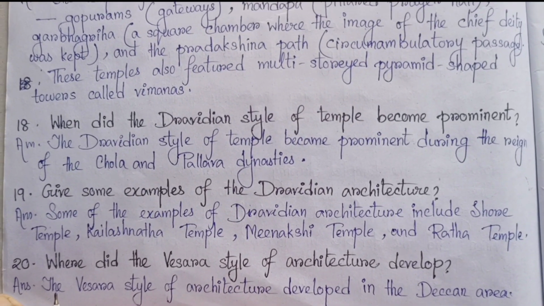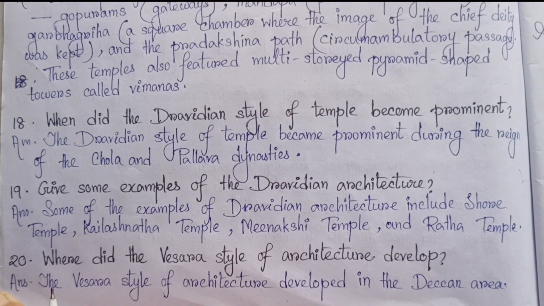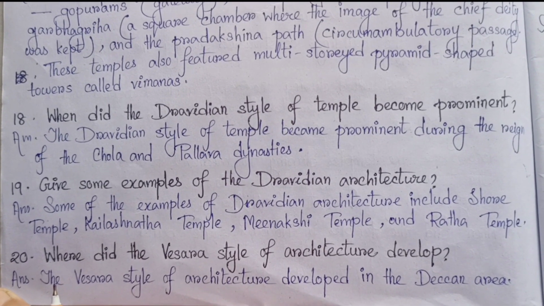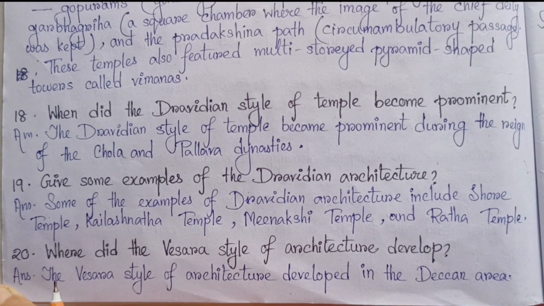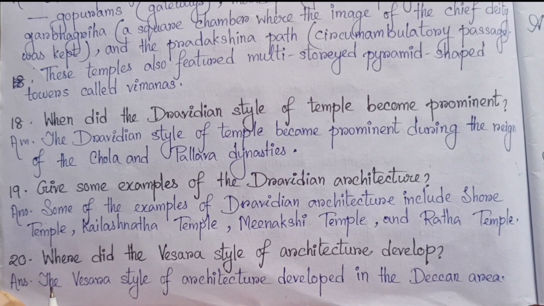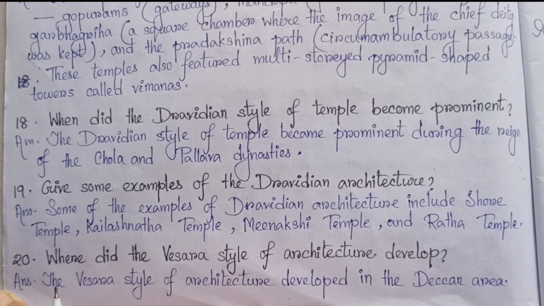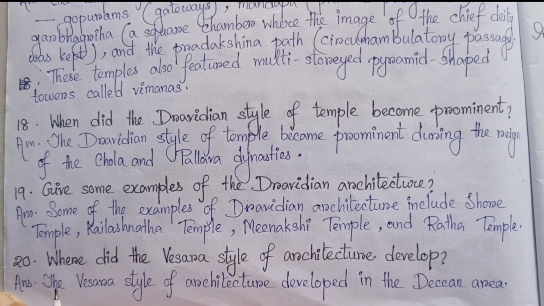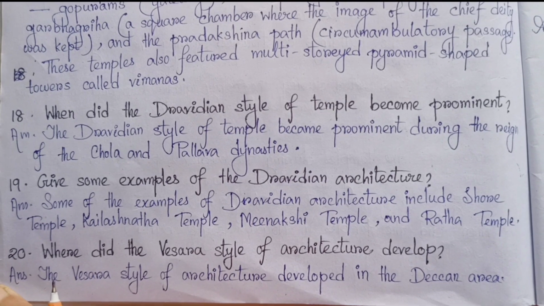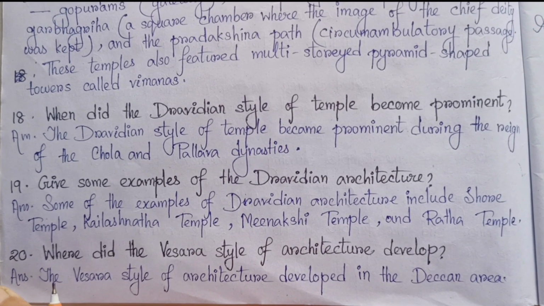Number 18, when did the Dravidian style of temple become prominent? The Dravidian style of temple became prominent during the reign of the Chola and Pallava dynasties. Number 19, give some examples of the Dravidian architecture. Some of the examples of Dravidian architecture include Shore Temple, Kailashnath Temple, Meenakshi Temple, and Radha Temple.